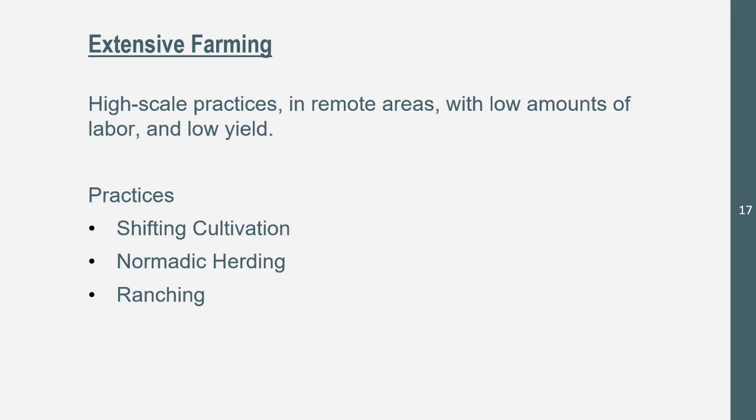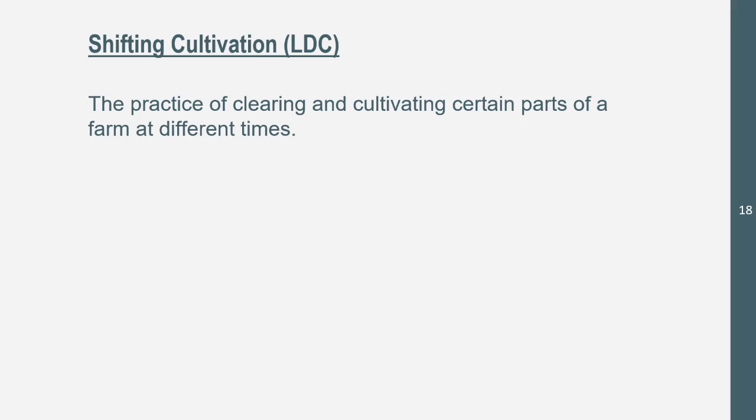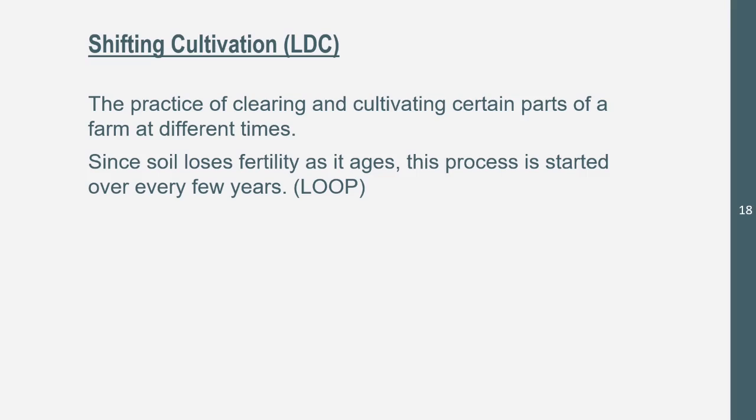I'll finally get to talk about ranching. So shifting cultivation, which you'll probably see in LDCs more than MDCs, is the practice of clearing and cultivating certain parts of a farm at different times. Since soil loses fertility as it ages, like humans lose memory as they age, this process is started every few years. So they keep doing it over and over again. So it's basically a loop. And then they're particularly popular in tropical climates. Remember that. Put that in your head somewhere.